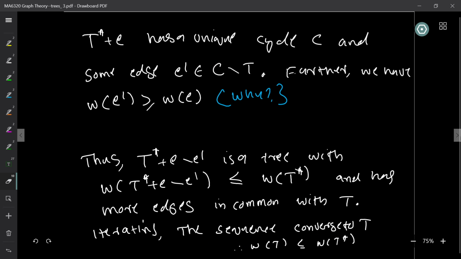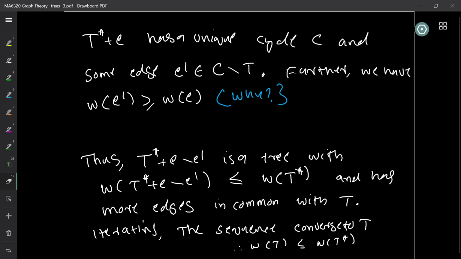Okay, so more formally, T star plus E has a unique cycle C, and some edge E dash is in C minus T. And further, we have weight of E dash is greater than or equal to weight of E. I have not written down the reason. I explained it before, so you can write down the reason. I have written Y here. So when you write down your notes, make sure that you write it down.